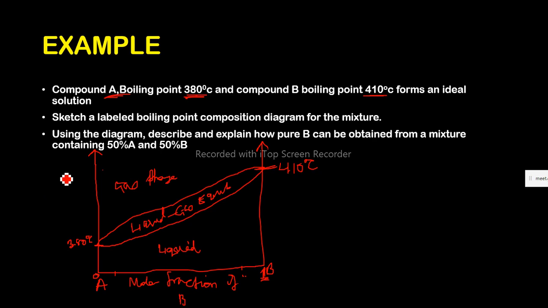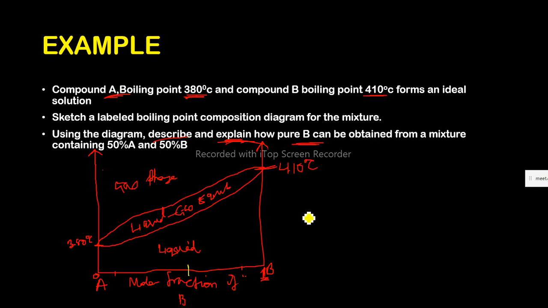Now, using this diagram of ours, describe and explain how pure B can be obtained. So now we have, let me change a pen. You have a liquid mixture that is made up of 50% A and 50% B, and you are required to separate this mixture so that you can obtain pure A and pure B.